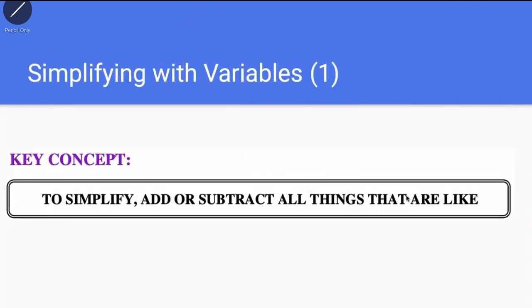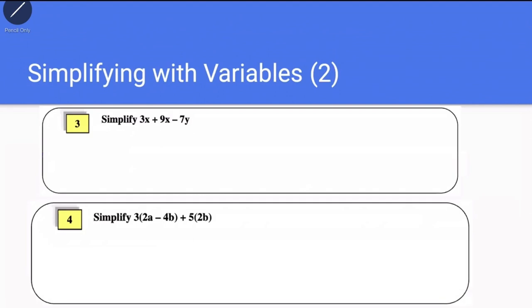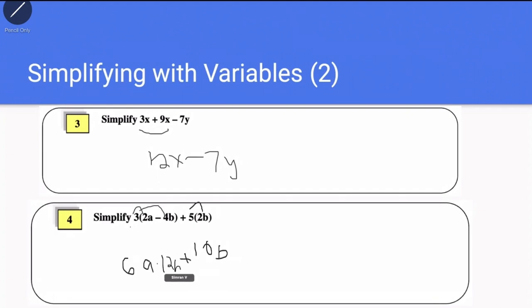Okay, simplifying with variables. The key concept is to simplify, add, or subtract all things that are alike. We're just going to start off pretty simple. 3x plus 9x, that's 12x, minus 7y. You can't combine any more like terms, so that's just the answer. Distributing, 3 times 2a, 3 times negative 4b, 5 times 2b, and you get 6a minus 12b plus 10b, which is going to be 6a minus 2b.